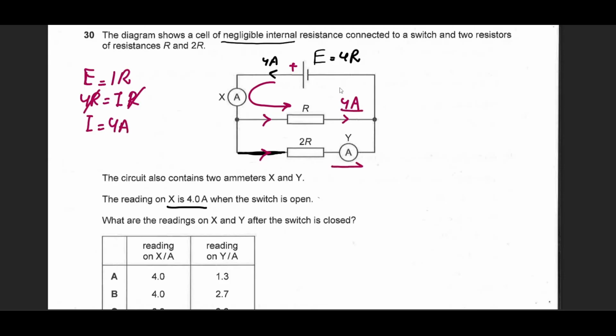What about this branch? Since the voltage is exactly the same, E equals IR, and E is 4R, equals the current, which is the second branch current. Now the resistance of the second branch is 2R. So R cancels with R, and 2 cancels with 2 of the 4. This becomes 2 equals I. So this branch has a current of 2 amperes, right?